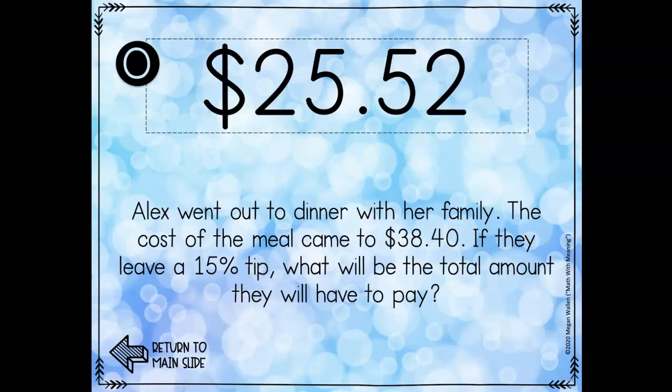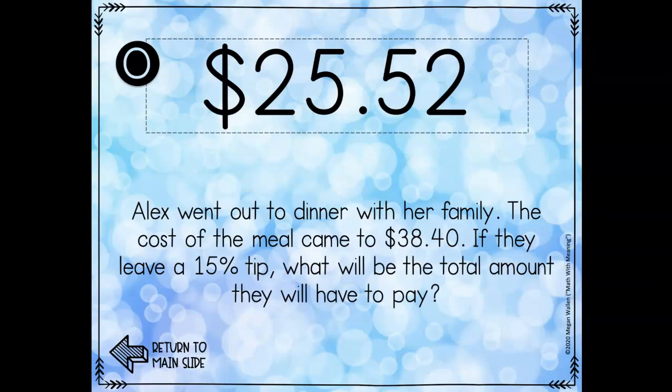So Alex went to dinner with her family. The cost of the meal came to $38.40. If they leave a 15% tip, what will the total amount be they have to pay? I'm still going to have to read carefully, because sometimes it may just say what's the tip going to be versus what's the total amount. So even though you can't see for the moment what I'm writing on my paper, you probably have a good idea, if you've been doing these, what I'm doing.